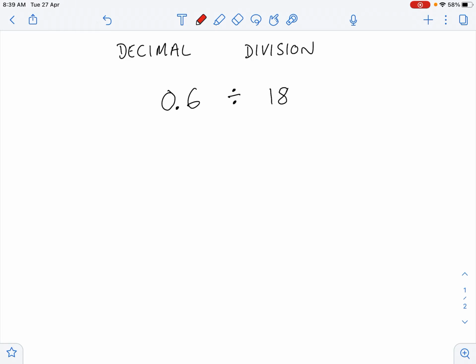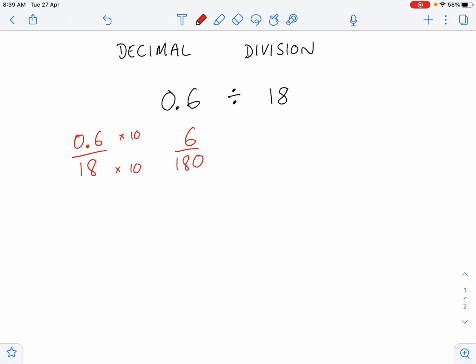So if I write this as a fraction, 0.6 over 18, that still means the same as 0.6 divided by 18. Fractions are just division sums. So 0.6 over 18, we don't like decimals and fractions mixing. So if I multiply the top by 10, and I do the same to the bottom, so it keeps it as an equivalent fraction, I get 6 over 180.